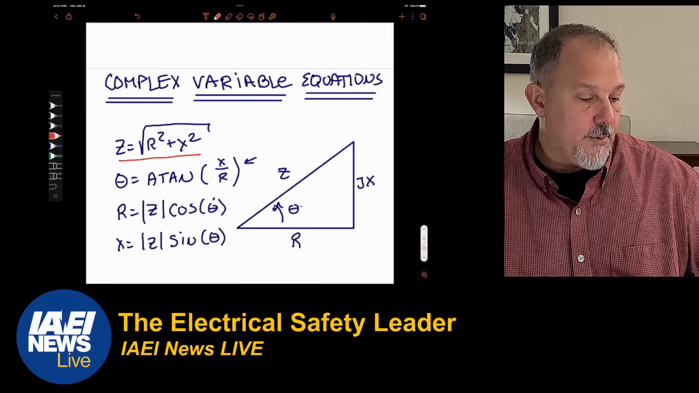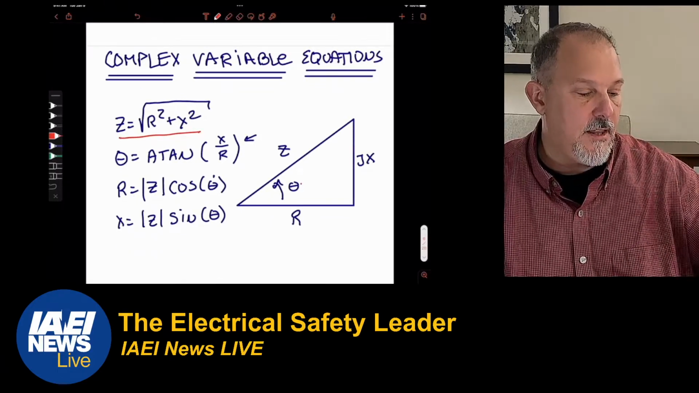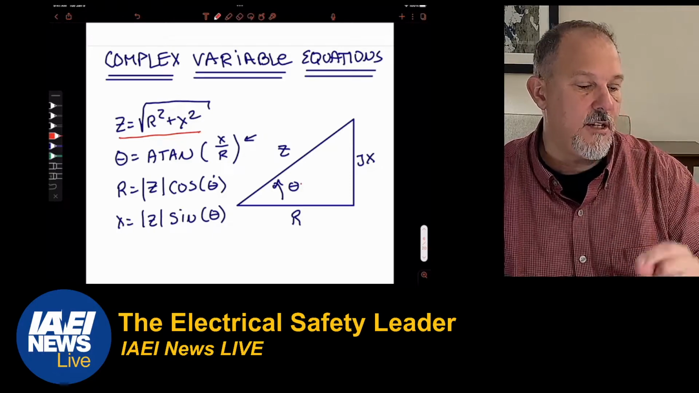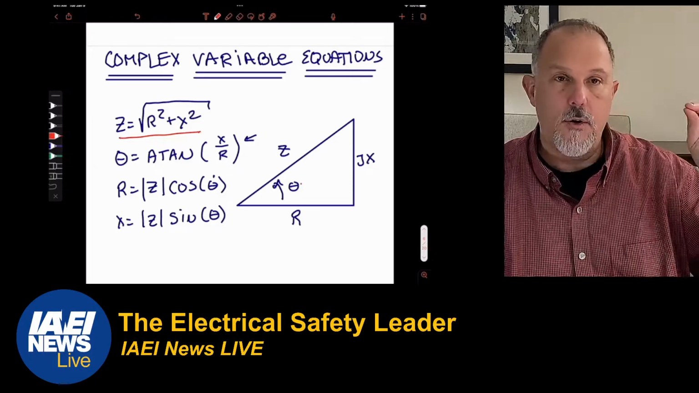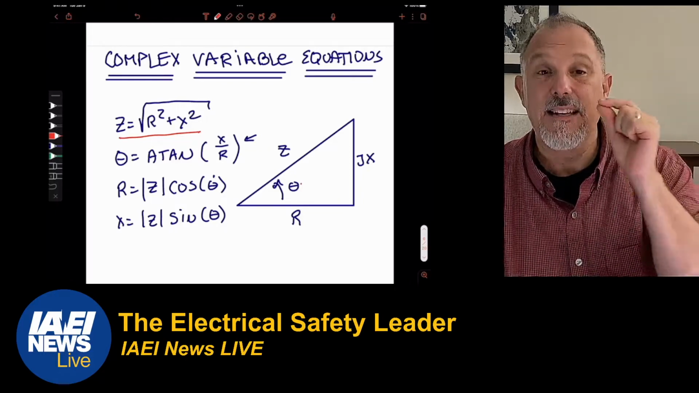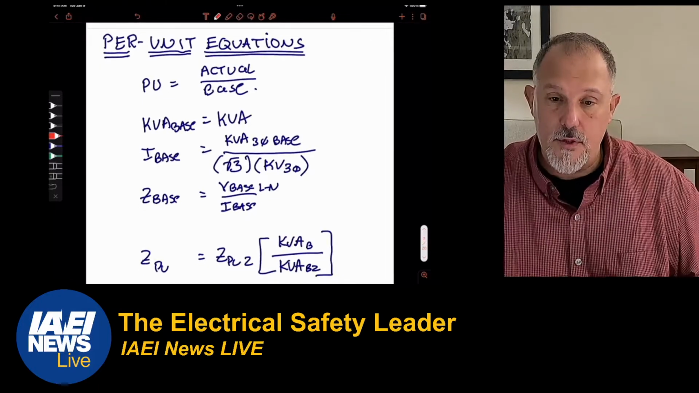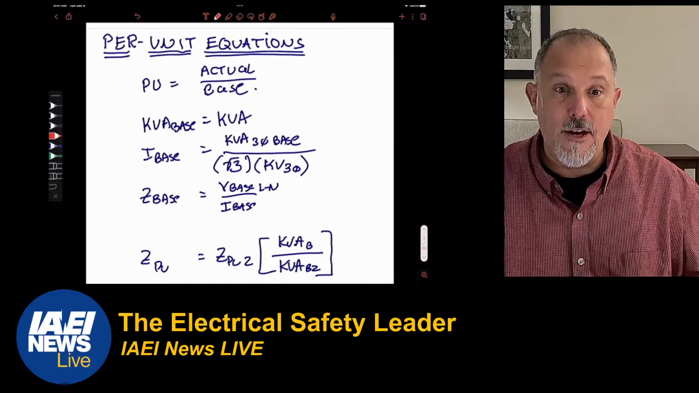we already know the complex variables. We know R squared plus X squared equals Z squared. The theta is inverse tangent of X over R. We know R is equal to Z cosine theta. X is equal to Z sine theta. So those are very important equations. We know our per unit calculations.